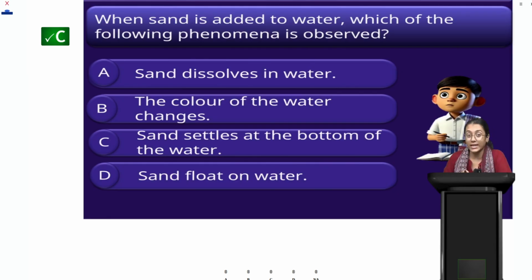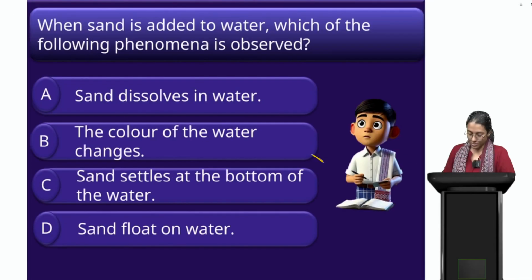So, as we know that sand is insoluble in water, right? So, if we mix sand with water, it won't get dissolved in the water. After setting it up for a certain period of time, what will happen? The sand will gradually settle on the bottom of the water. Okay, so the correct answer will be option C, sand settles at the bottom of the water. Clear everyone? Very good.